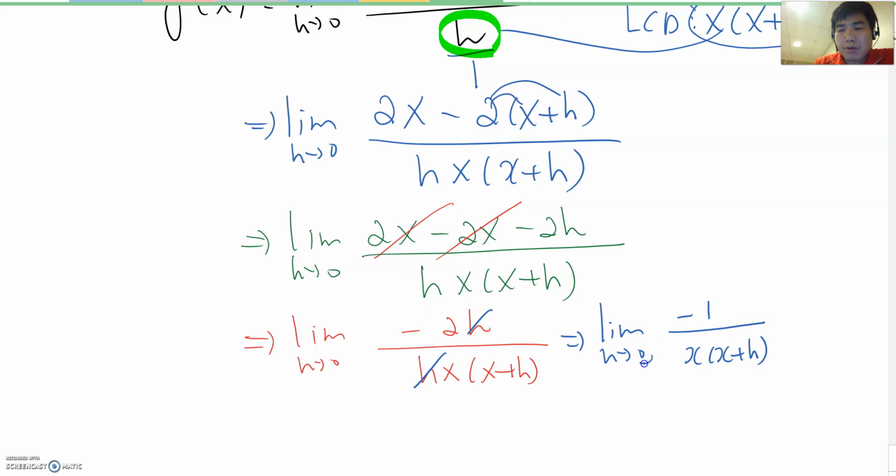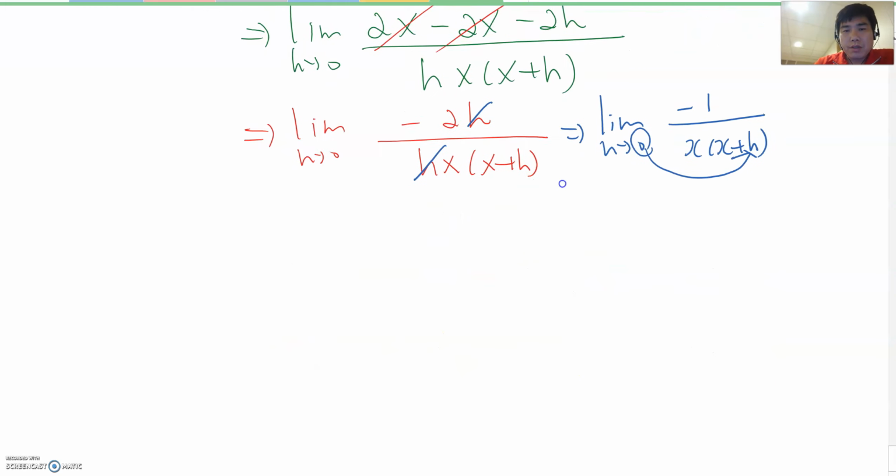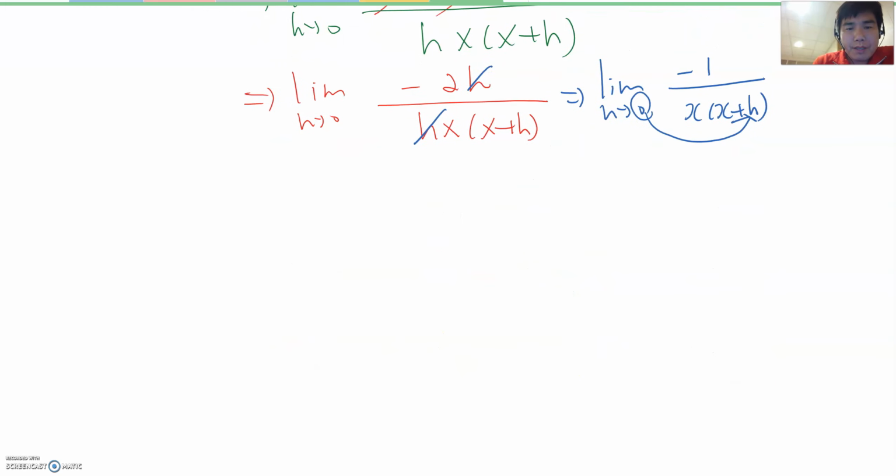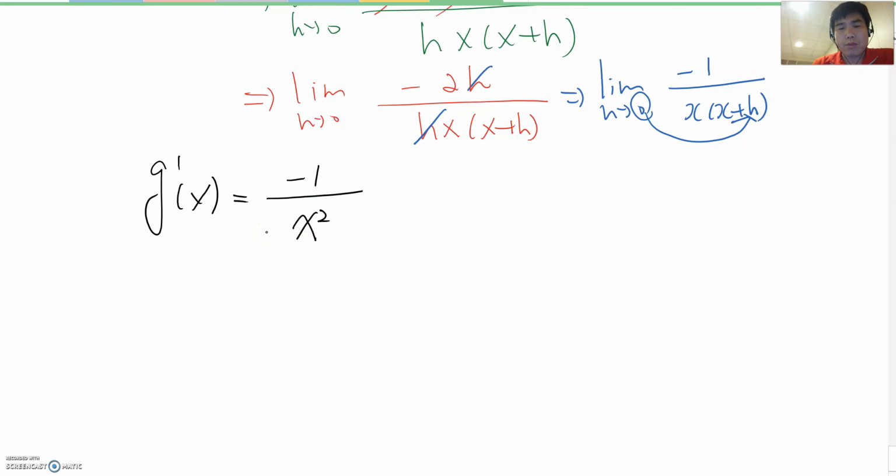Now even though you plug 0 into h here, the denominator value wouldn't be 0, so we can define the value. Therefore, g prime of x equal to negative 2 over x squared. Okay, so that will be the answer for this problem.